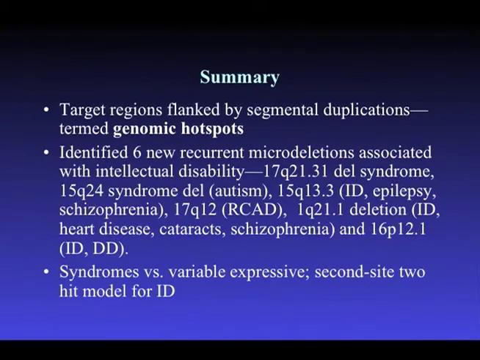So in summary, we targeted regions flanked by segmental duplications. We termed them genomic hotspots. We identified six new recurrent microdeletions. Some were syndromic, like the 17q21. Some were essentially variable in terms of their outcome. But I'm pretty confident on the ones that I'm listing here, at least, that these are pathogenic. So you can determine whether you believe they're causative or not, but the odds ratios are very high for these particular ones. We have this distinction between syndromic CNVs versus variable expressivity. Then we have this observation of, for at least the ones that are really inherited, having too many double hits, at least for the 16p12, in individuals with intellectual disability.